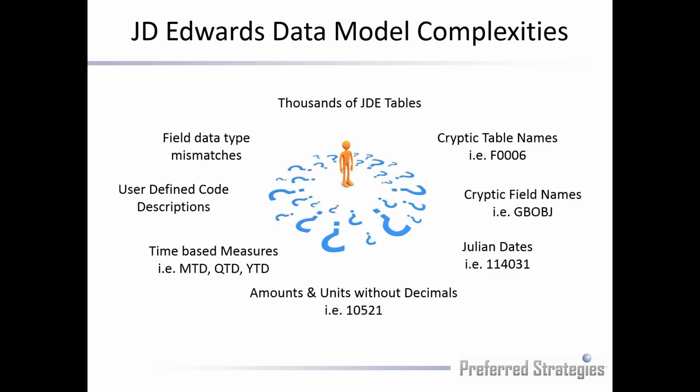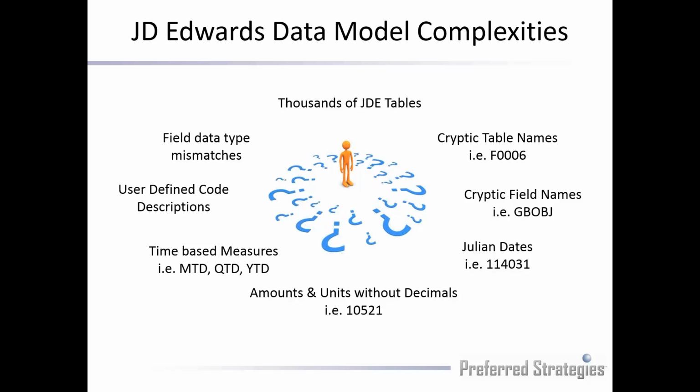And just to get time-based calculations on a report, which is very typical, like month-to-date or quarter-to-date or year-to-date actuals and budgets, those types of calculated measures have to be done at some point in the reporting arena. The data is not stored inside of JDE to facilitate those kinds of parameterized calculated fields, and that's what BI is for.